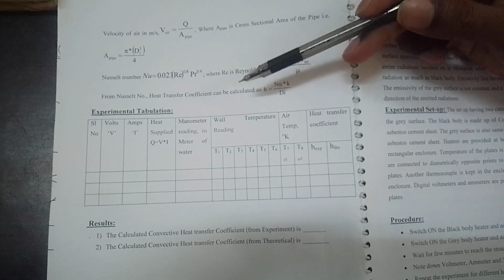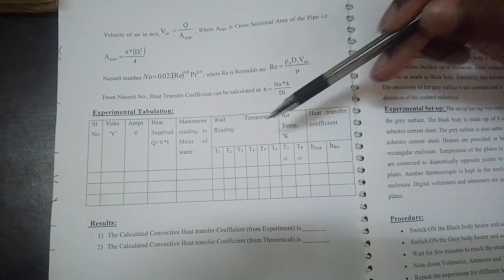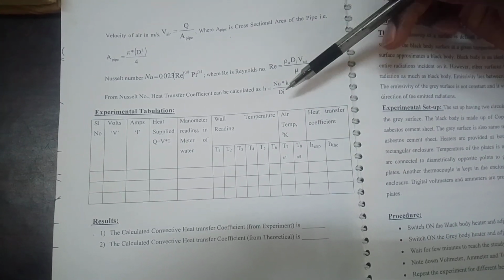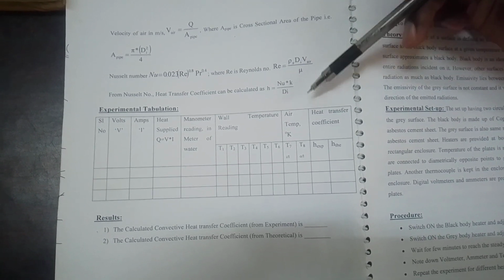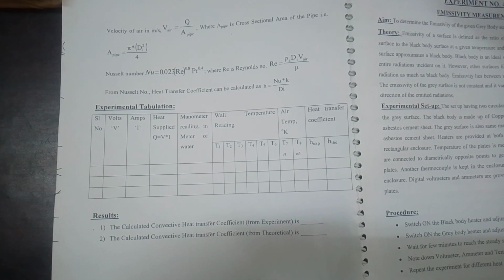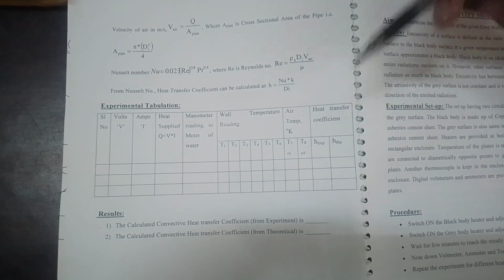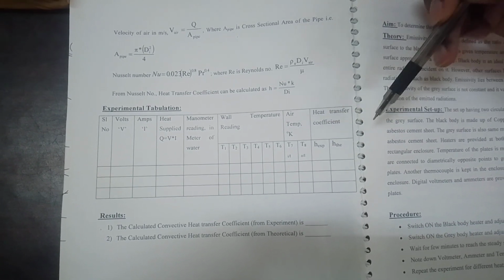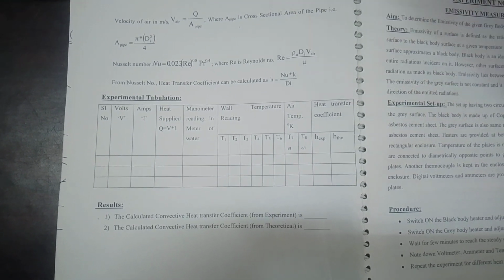Then we have the wall temperature readings, T1 to T6, which we note down at the different thermocouples placed on the surface of the heater. Then to find the ambient temperature, that is the air temperature, we have T7 and T8, which we can identify from the indicator. Then we have the heat transfer coefficient. Here we are going to find the heat transfer coefficient experimentally and theoretically. How we calculate it, let us look at the observations.